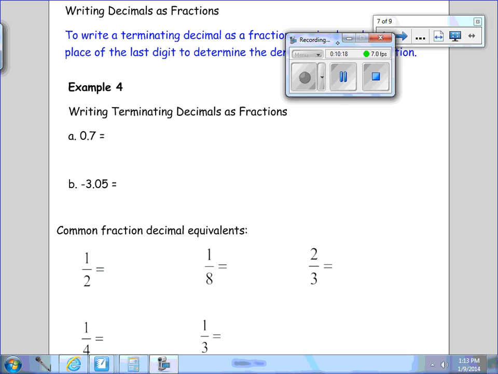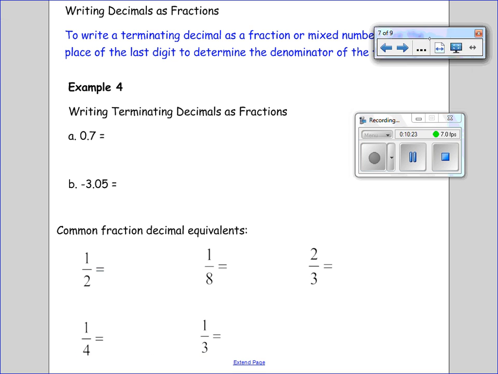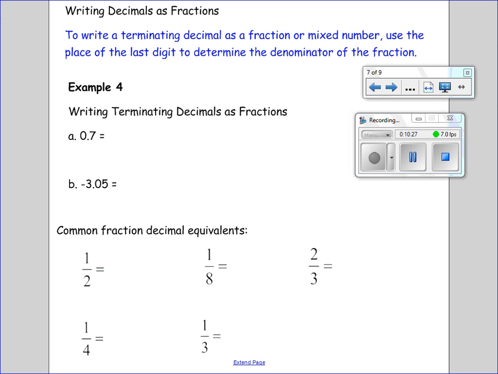Now we're asked to write decimals as fractions. To write a terminating decimal as a fraction or mixed number, use the place of the last digit to determine the denominator of the fraction. So in example 4, we have 0.7. 7 is in the tenths place, so we can indicate it as 7/10. In B, we have -3.05. Because the 5 is in the hundredths place, it is -3 and 5/100ths, and you can reduce that to -3 and 1/20.